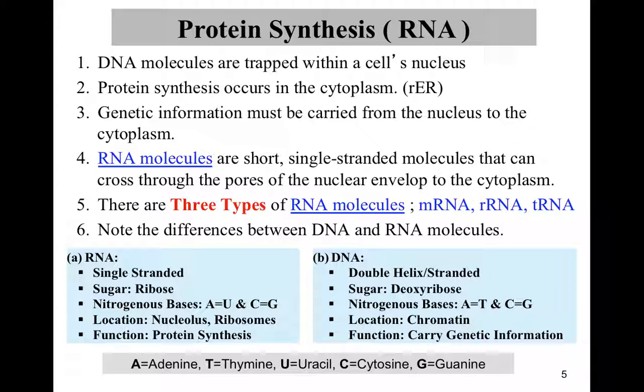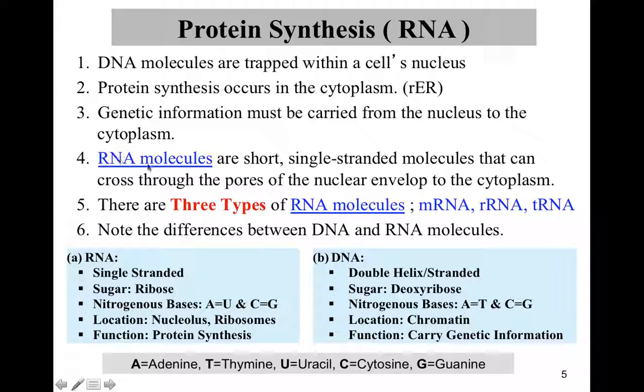So if my cell needs enzyme A, then only that part of the DNA that is the gene for enzyme A is translated to an RNA message. So that's why the RNA molecule is shorter, because it represents only a portion of the DNA molecule. Not only that, it is also single-stranded, so it's shorter and smaller in diameter. It's a single polynucleotide, and hence it can cross through the nuclear pores to the cytoplasm.